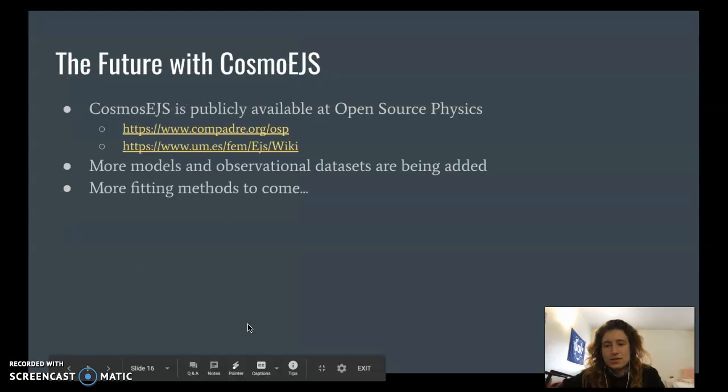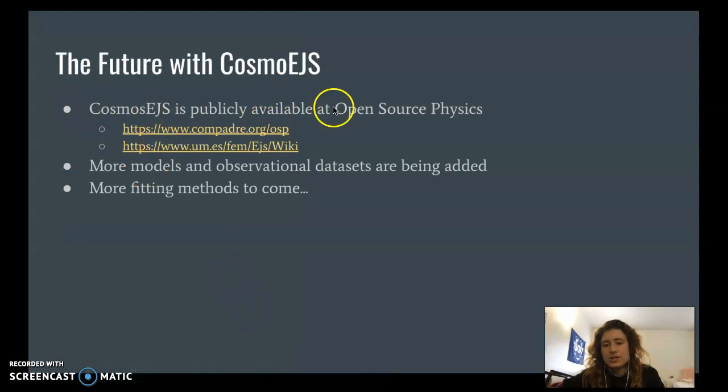So looking to the future, Cosmo EGS is publicly available, so just because my research hasn't favored this one or does favor this, doesn't mean you should just take my word for it. You're more than welcome to download this for yourself, and we actually hope you do, and explore cosmology on your own.